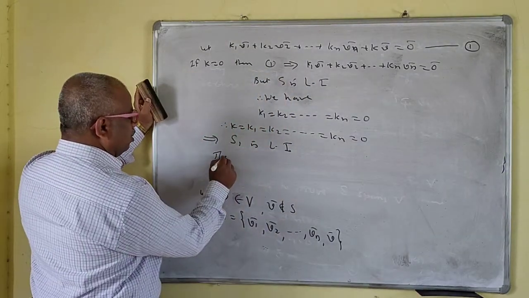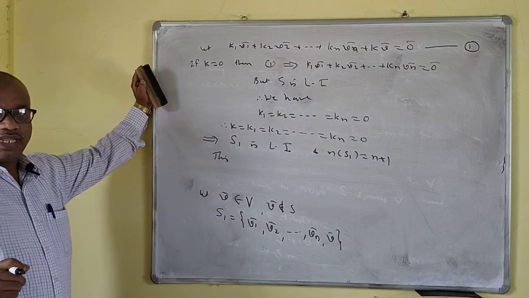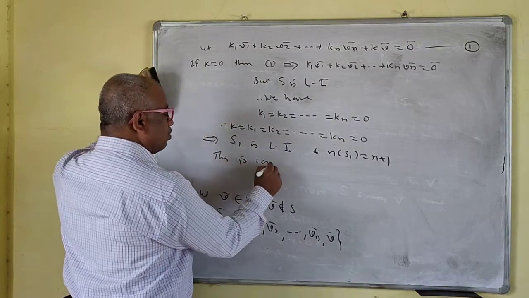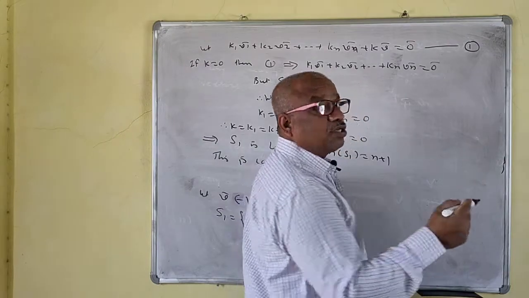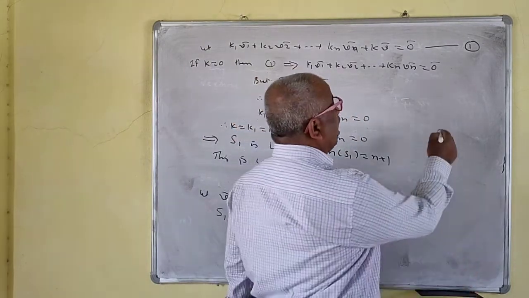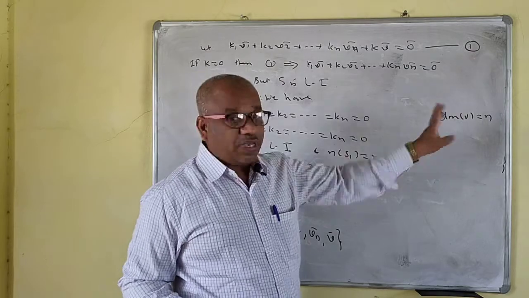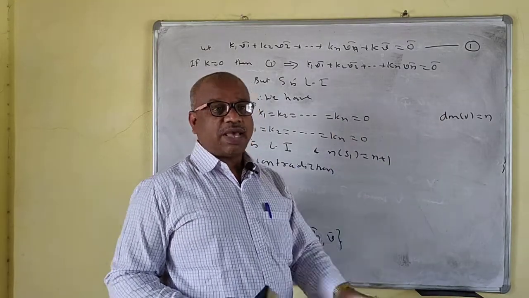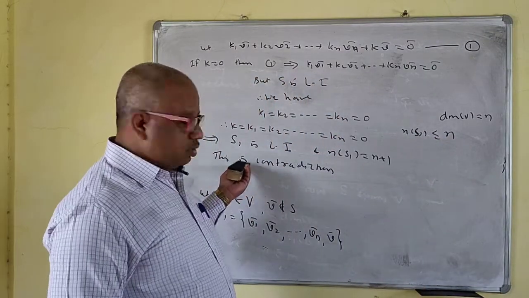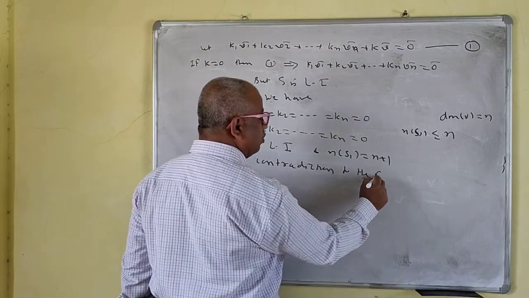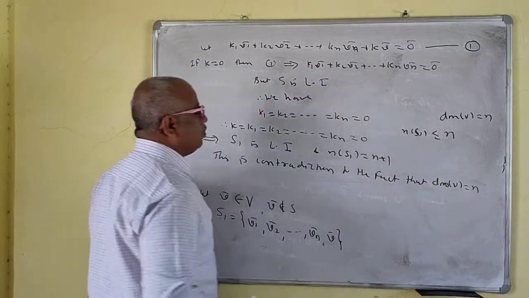But the number of elements in S1 is n plus 1. This is a contradiction. Because if S1 is a linearly independent subset of V, and the dimension of V is equal to n, then the number of elements in S1 must be less than or equal to n. So this is not true. This is a contradiction to the fact that the dimension of V is equal to n.